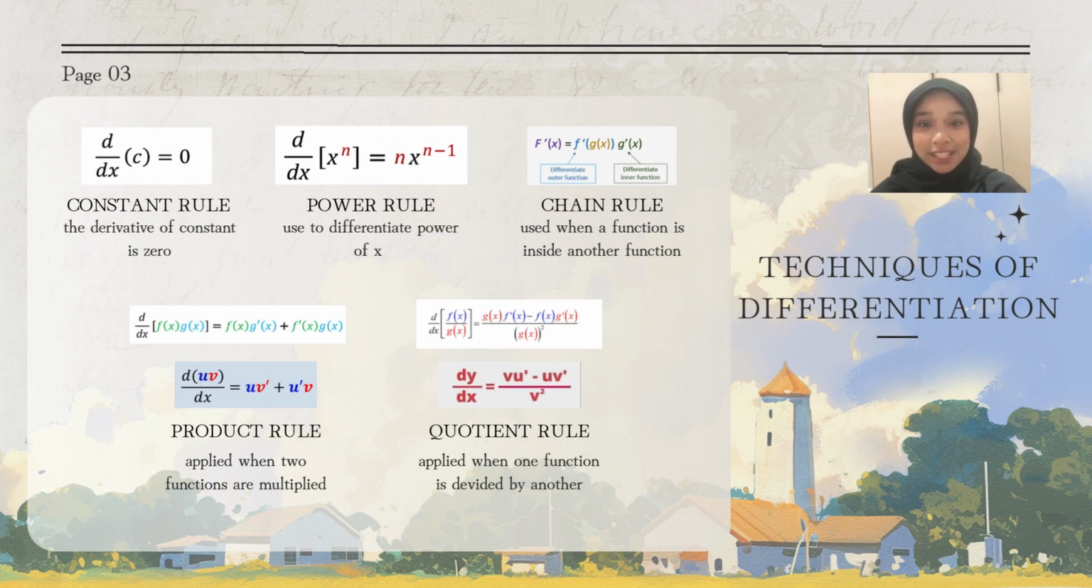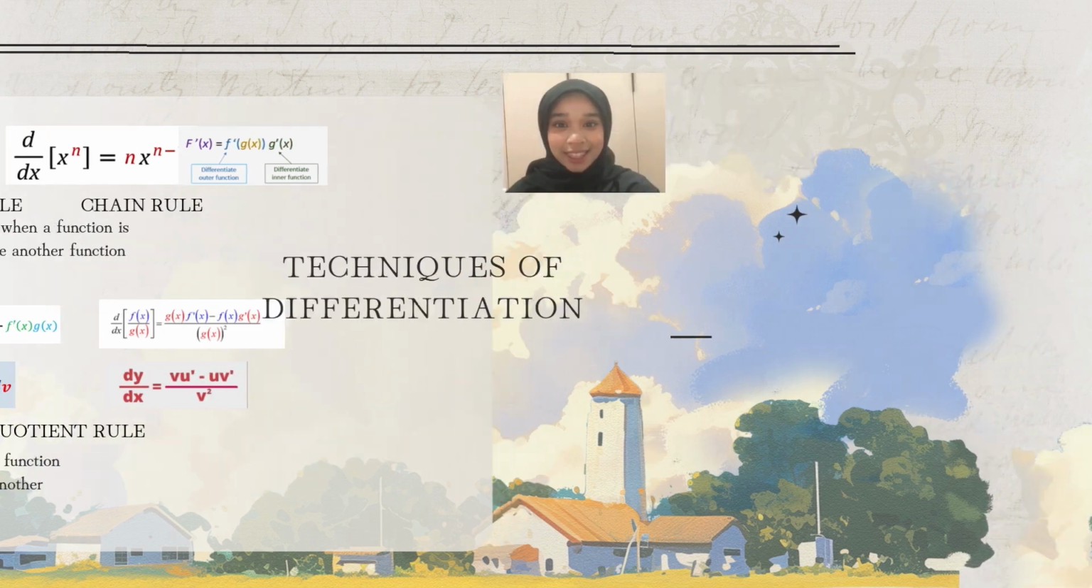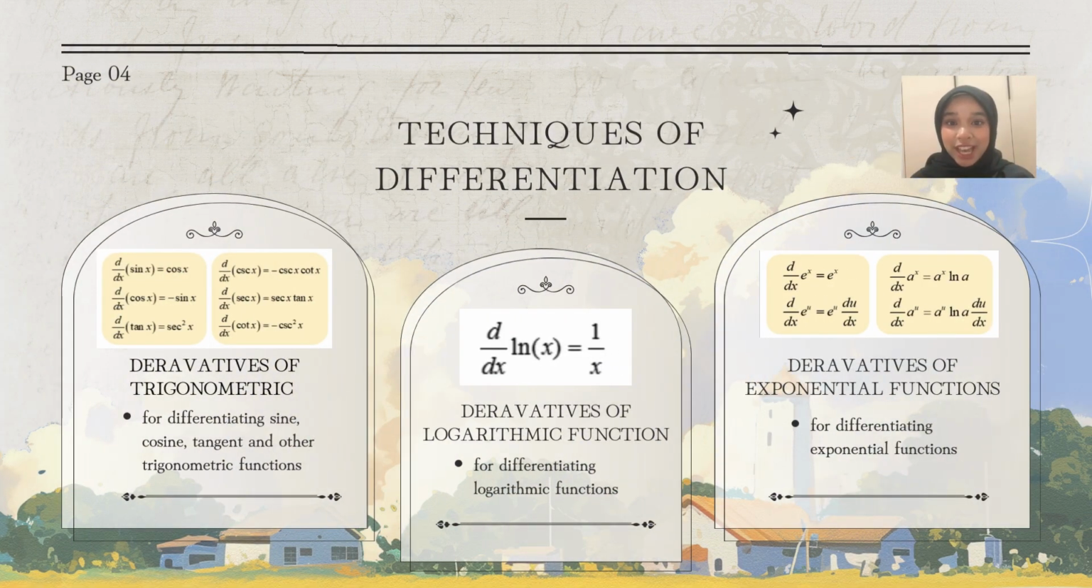Next, techniques of differentiation. First, we have constant rule. The derivative of constant is 0. Second, power rule. We use power rule to differentiate power of x. Third, chain rule. Chain rule is used when a function is inside another function. Fourth, product rule. This is applied when two functions are multiplied. Fifth, quotient rule. Quotient rule is applied when one function is divided by another. Sixth, derivatives of trigonometry. It is for differentiating sine, cosine, tangent, and other trigonometric functions.